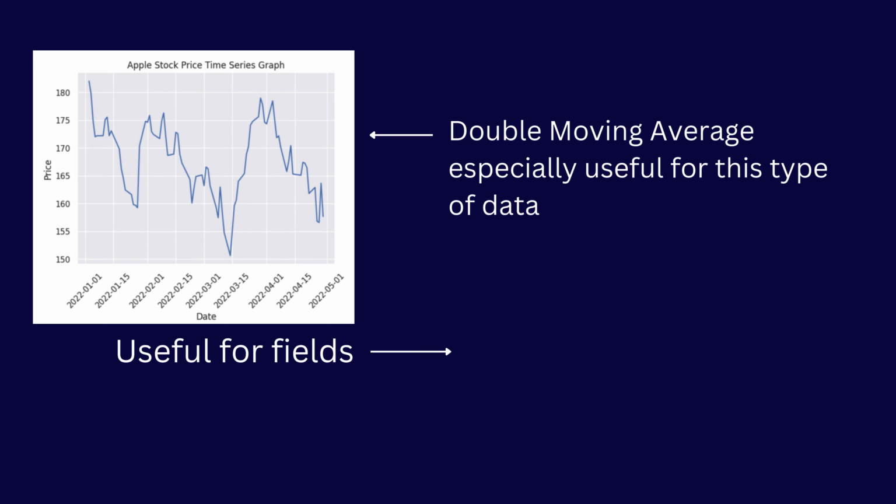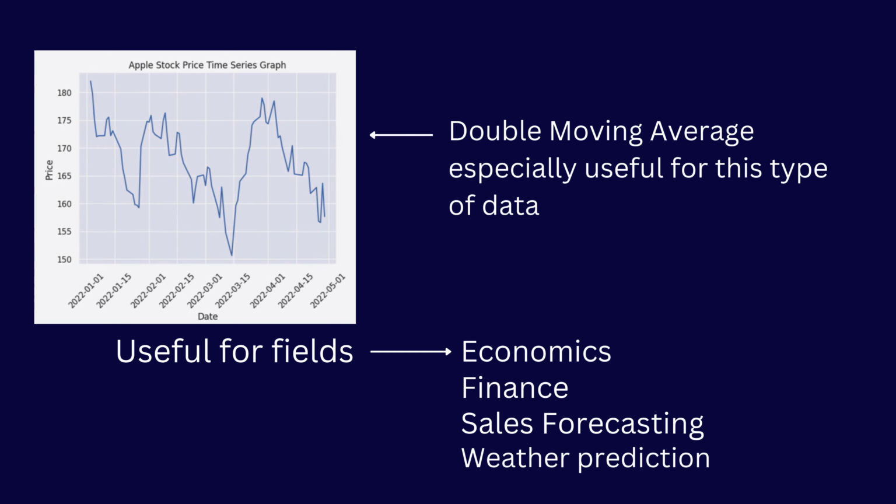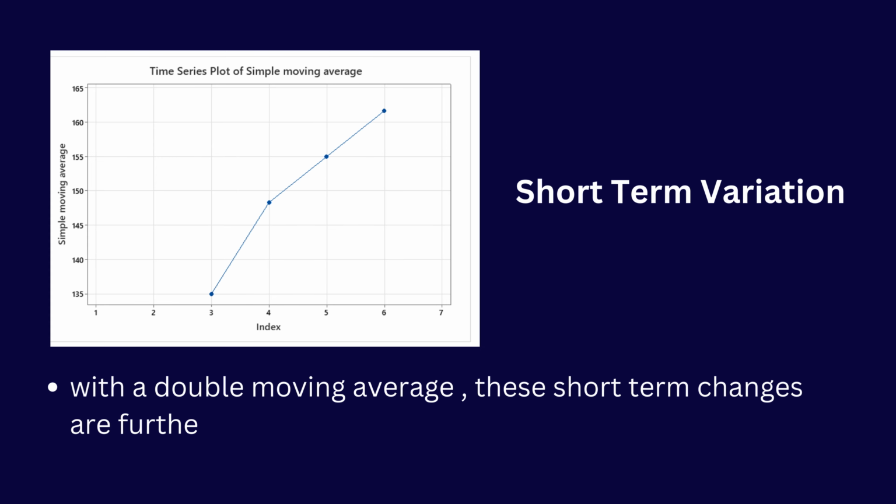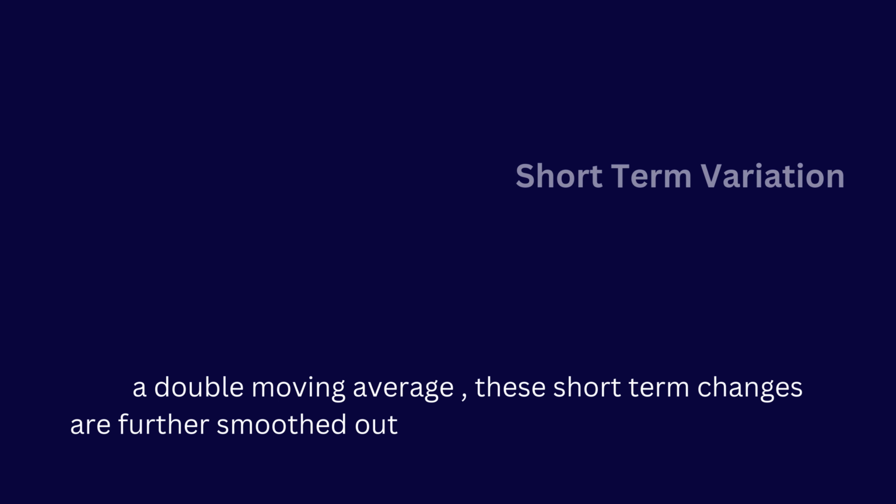It is a great tool for trend detection in fields like economics, finance, sales forecasting, and even weather predictions. A simple moving average might still leave some short-term variation, making it hard to identify a consistent trend. But with a double moving average, these short-term changes are further smoothed out.